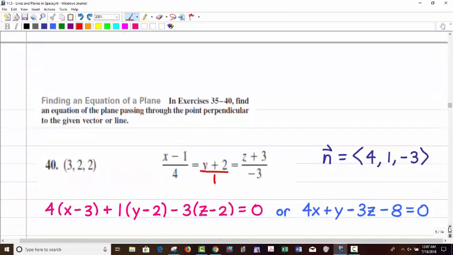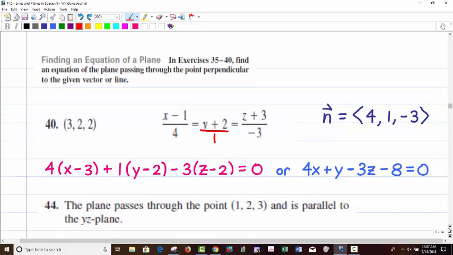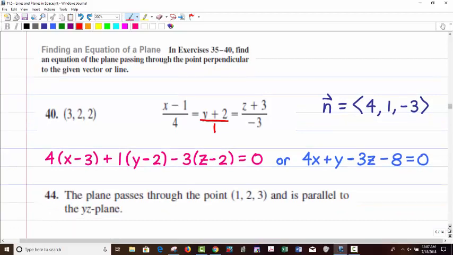Okay, let's see what we got here. Find the equation of the plane passing through the point perpendicular to the given vector or line. Kind of same thing as that problem we did earlier. So if the plane is perpendicular to the line, that means whatever direction the line is going is our normal vector. You see it's in symmetric form, so I had to put this over 1 again because there was no denominator. So 4, 1, -3 is your direction vector for your line, but because it's perpendicular, it's also the normal vector for the plane. So those are your coefficients, 4, 1, -3.